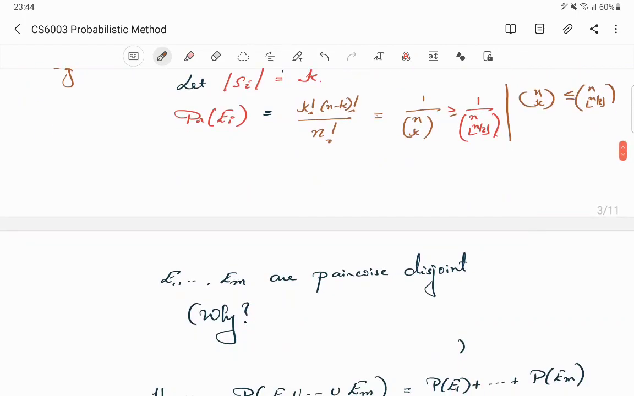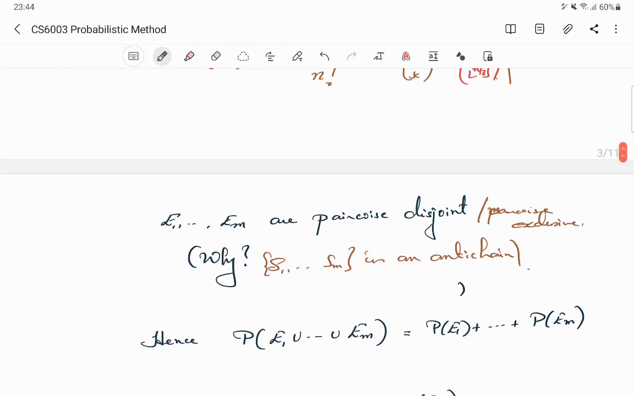Okay, so the events E1 to Em are pairwise disjoint, pairwise mutually exclusive. Why? Because S1 to Sm is an anti-chain. This is where we are really using the fact that it is an anti-chain, right? Okay, so this is the second observation.